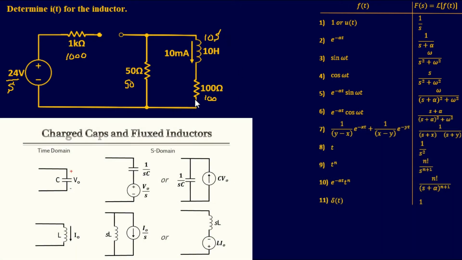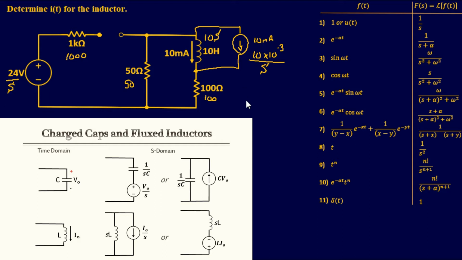However, this inductor is already fluxed. In other words, you already have current flowing through it. Since that's the case, all you have to do is add your current source in parallel with this inductor. So all I'm going to do is take this guy right here, branch them out, and put a current source right there. That's going to be going in parallel. And that also means you're going to take your 10 milliamps and convert that to the S domain. So you're going to have 10 times 10 to the negative 3 divided by S.